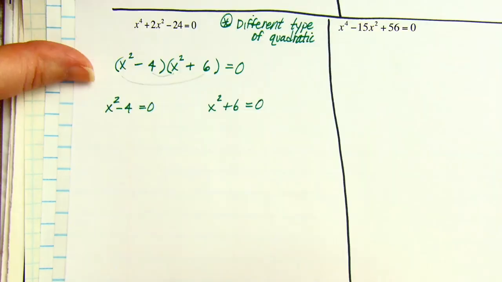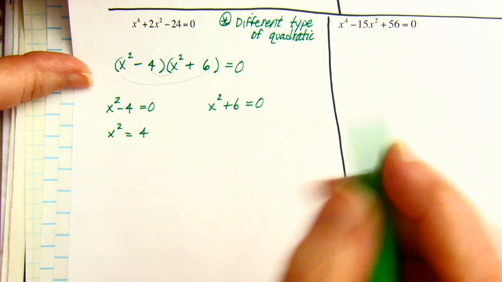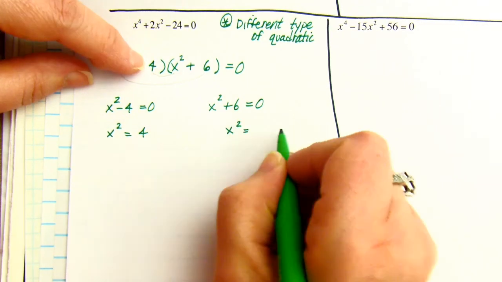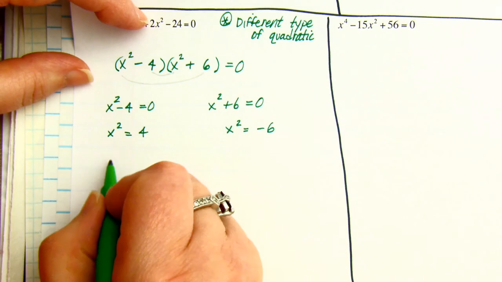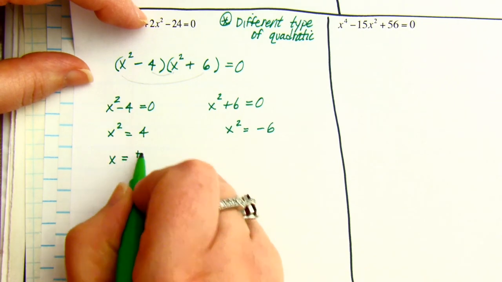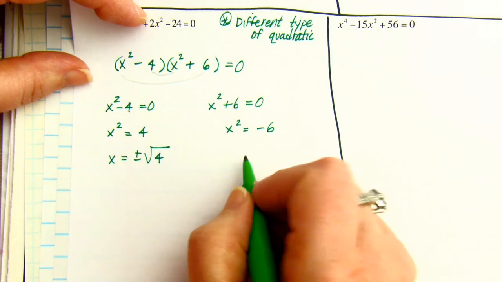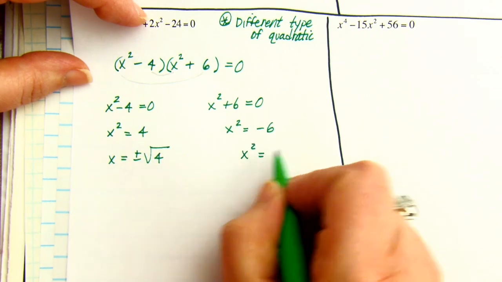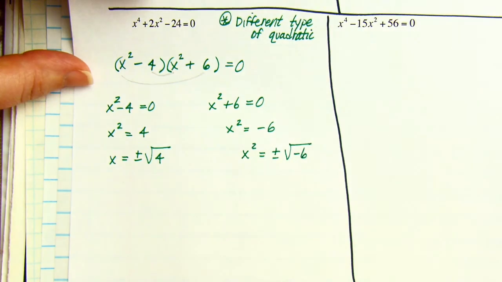Use ZPP. x squared equals 4. x squared equals negative 6. Take the square root. x equals positive. Remember, when you square root, it's also always positive negative. x equals positive negative square root of negative 6. The negative's inside the radical.